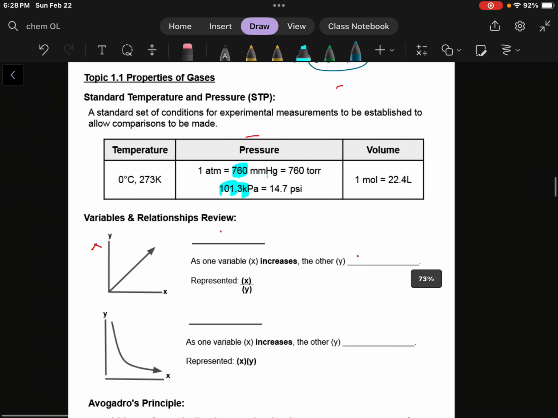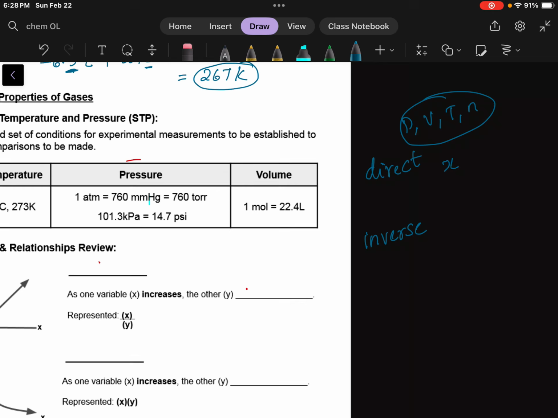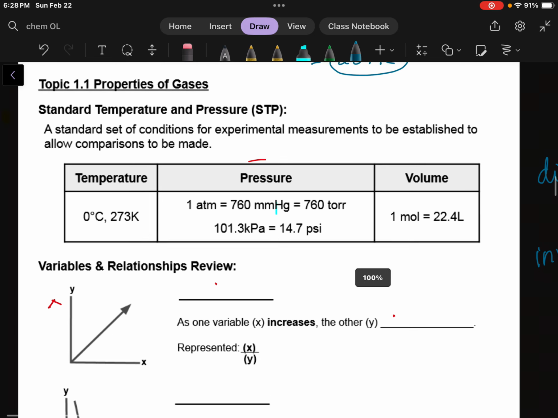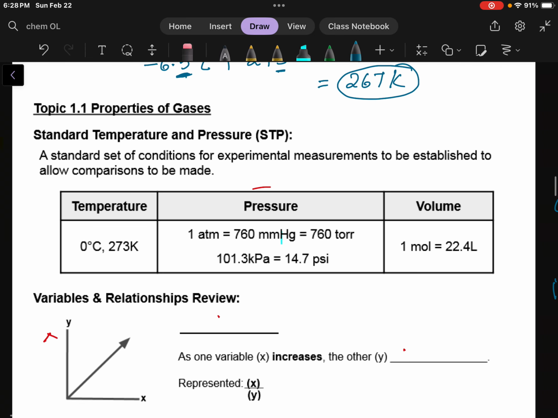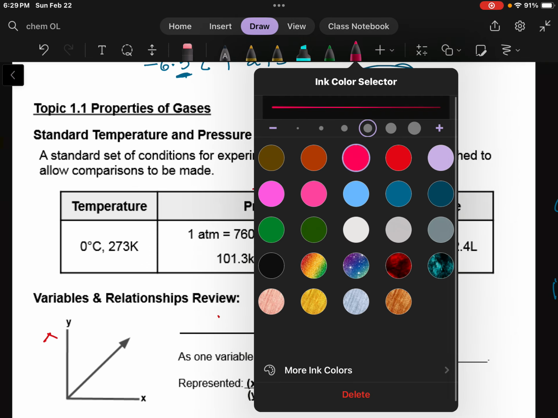That means if you are talking about two variables, we are going to see pressure, volume, temperature and the number of moles and their relations. So when one value goes up, the other value also increases, that is called direct. If it is the opposite, if x increases, y decreases, that is called inverse. Also I'm going to talk about standard temperature and pressure, STP.